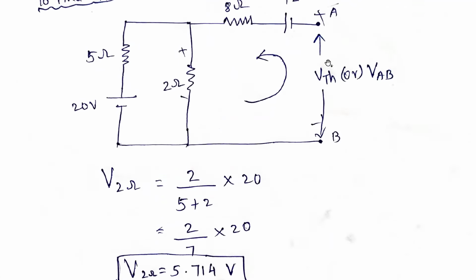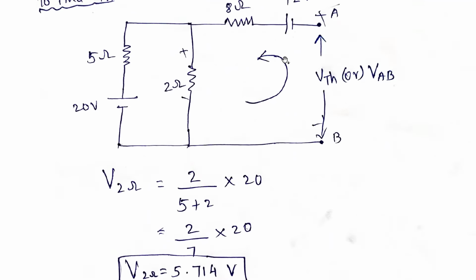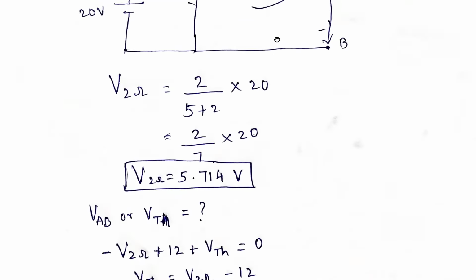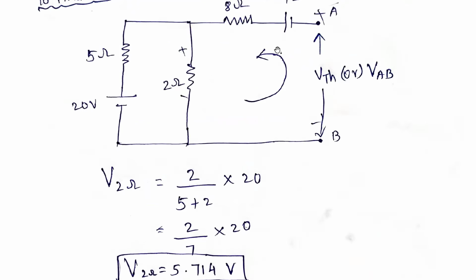And here you need to find VAB or VTH. This Thevenin voltage source we need to find out. How to find the Thevenin voltage? As I said before, the current in this particular loop is zero, but the voltage supply is there. So simply we can go for Kirchhoff's voltage law, sorry, so we have to make it a one mesh analysis.